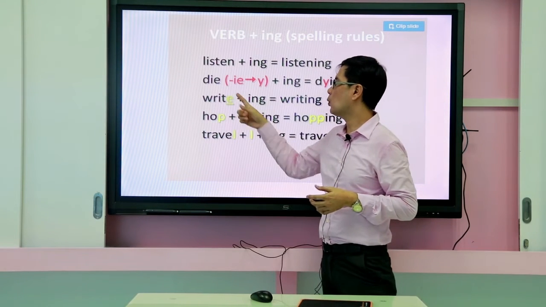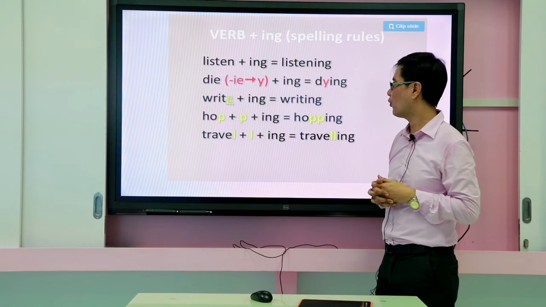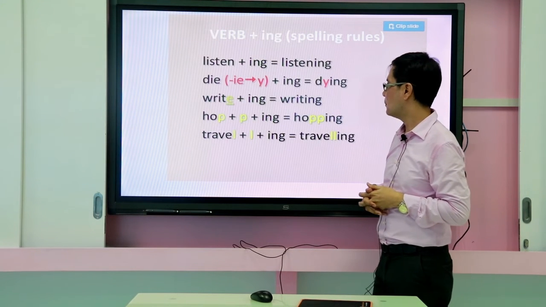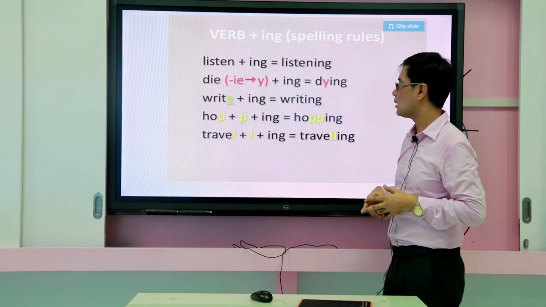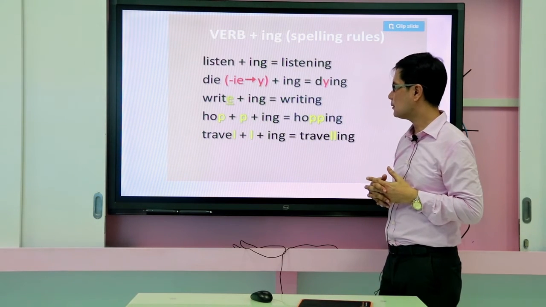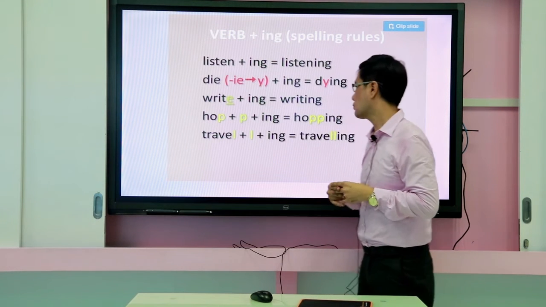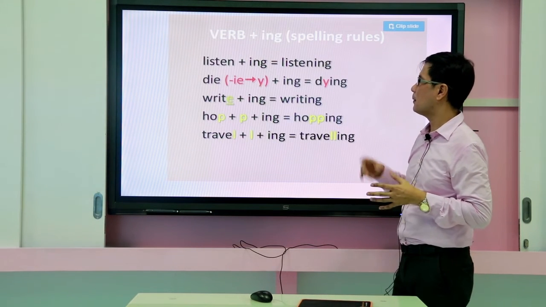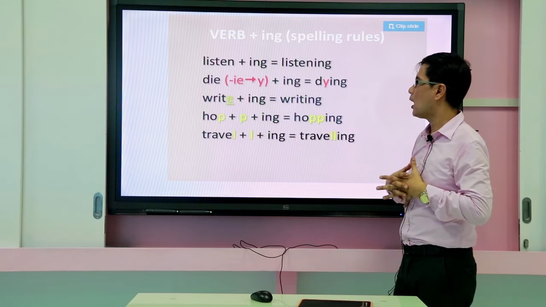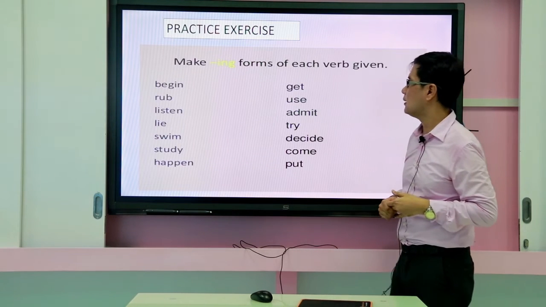So we drop the e, and then we include the ing form, which is writing. How about hop? For this one, we have a double P for hopping. And travel, we have the double L for traveling. All right, so we have listen, die, write, hop, travel. Let's take more examples.